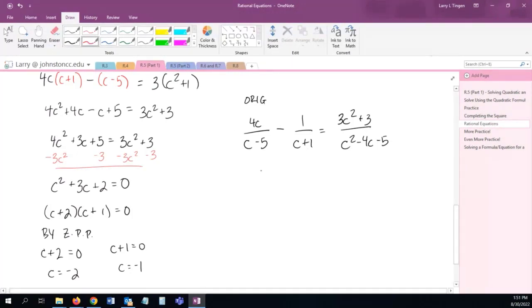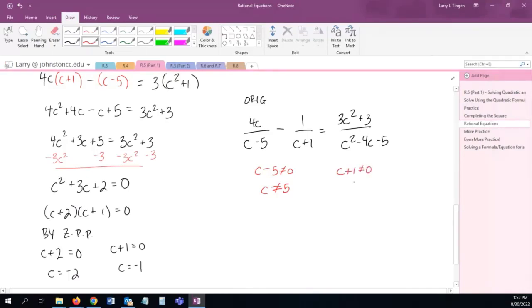So if I'm starting at the beginning, this denominator is not allowed to be 0. So that means c minus 5 cannot be 0. I'm going to act like this is just a regular old equal sign and say, all right, well, if c minus 5 can't be 0, add 5 to both sides, c is not allowed to be positive 5. The other factor I have is c plus 1.